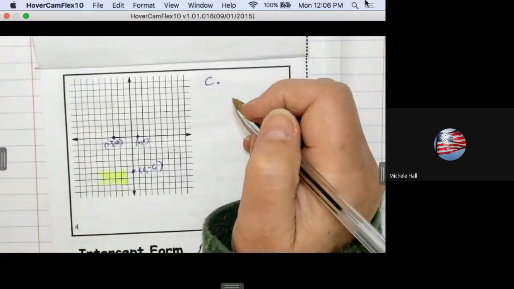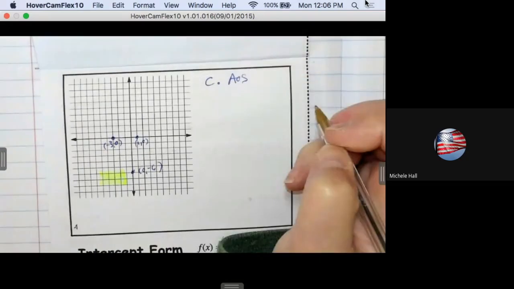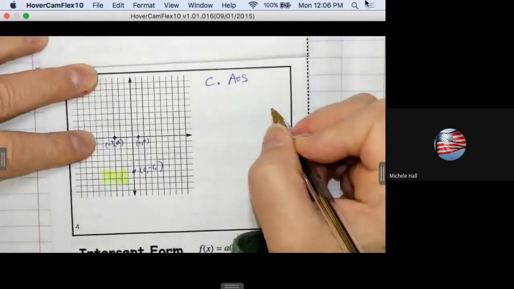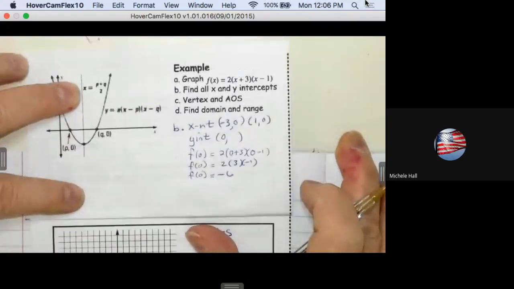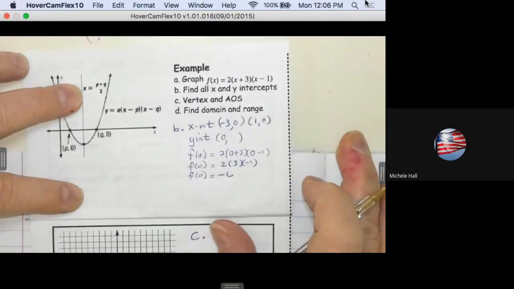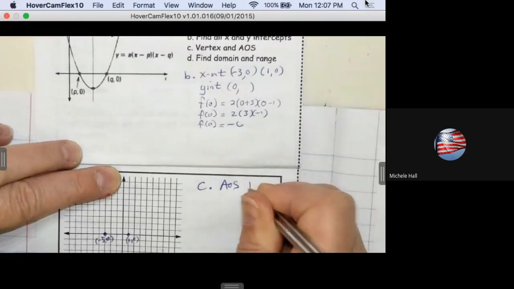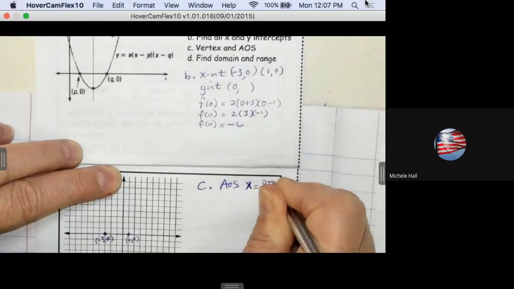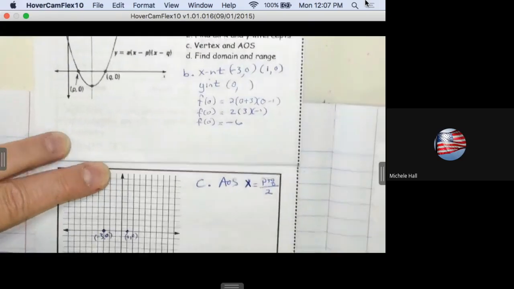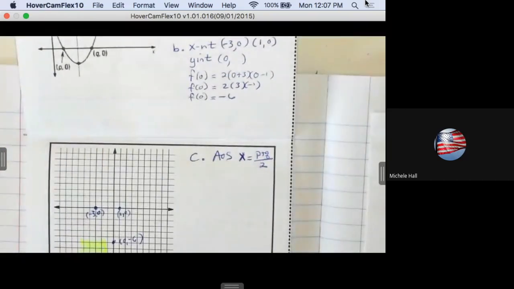I want to find the vertex and the AOS. Well, the AOS we're going to start with. The equation for the AOS, when you're in intercept form, is on the graph. It's the vertical line. It's x equals p plus q divided by 2. We'll put x equals p plus q divided by 2. Add it up and divide by 2. That's how you find the middle point.